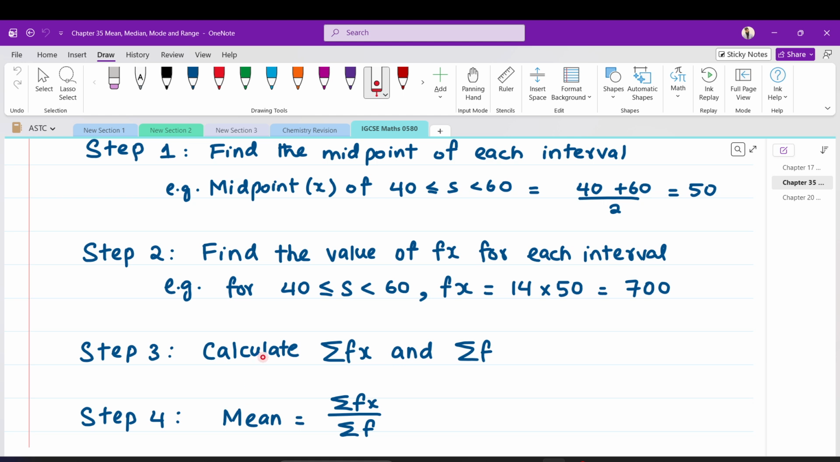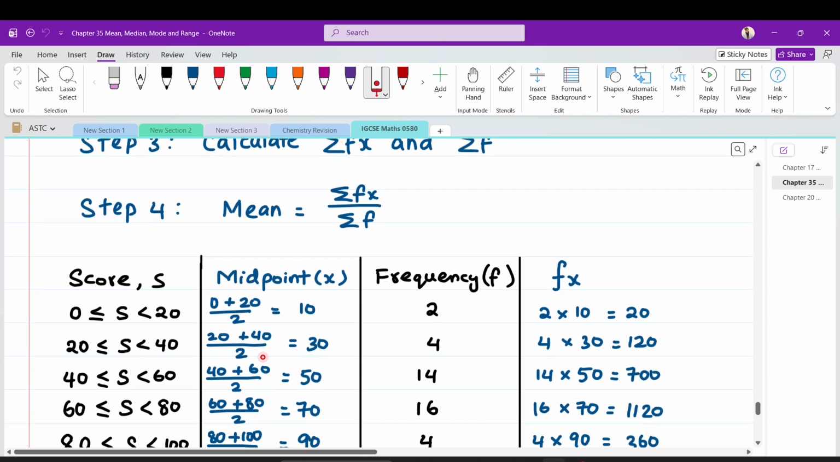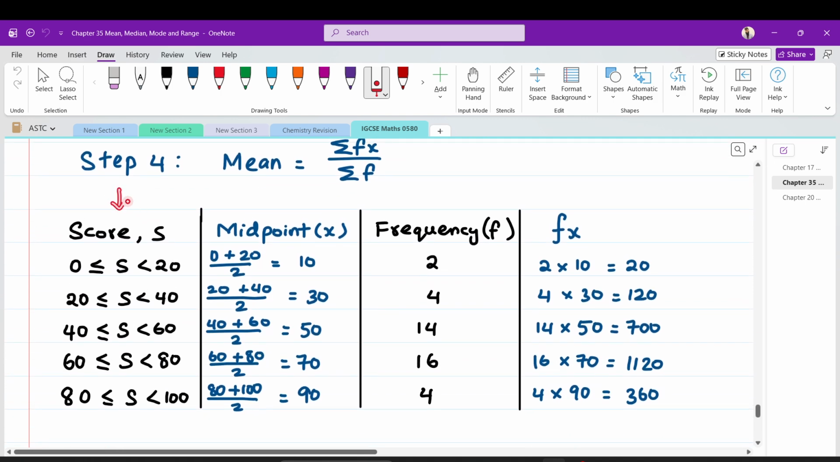which we use to calculate or estimate the mean of a given grouped frequency distribution table. So let's work this out. We already know the scores from the question. This is how we have worked out the midpoint.